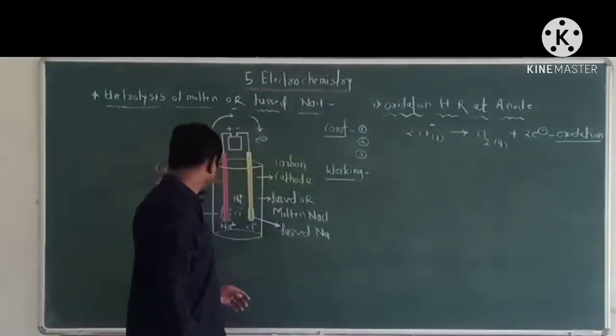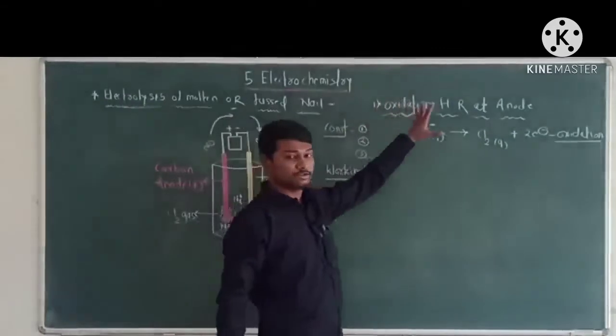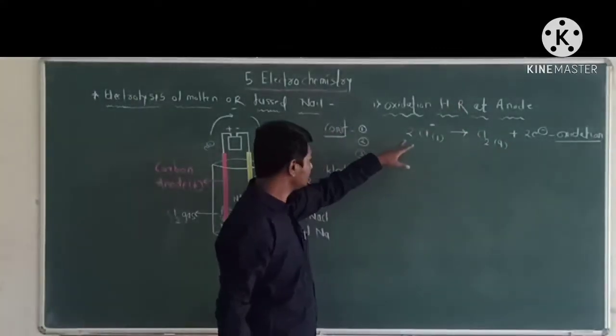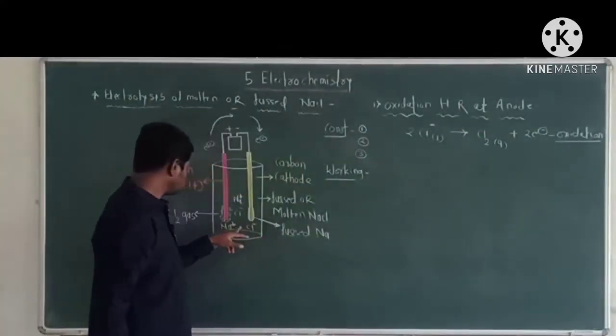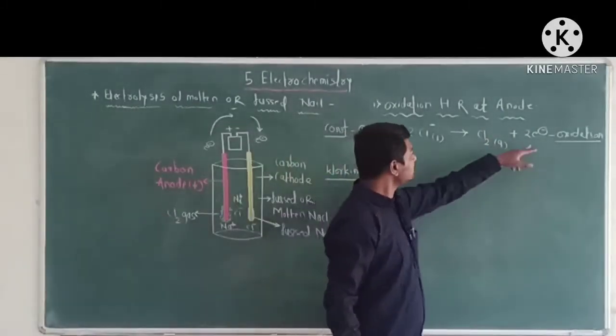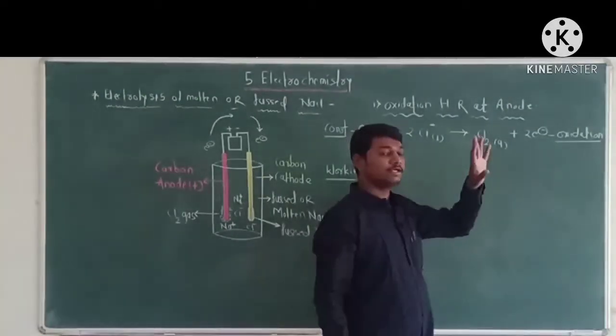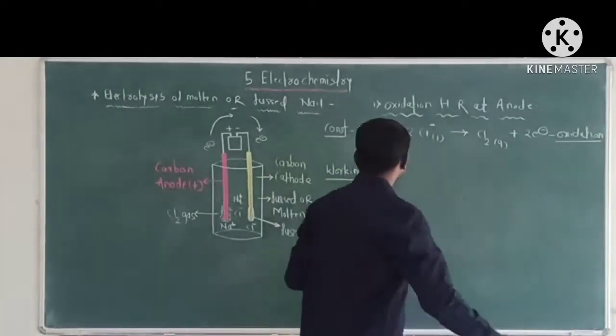Now at the anode, the oxidation half reaction occurs. In this oxidation half reaction, the Cl- ion loses or releases its electron and oxidizes into chlorine gas.